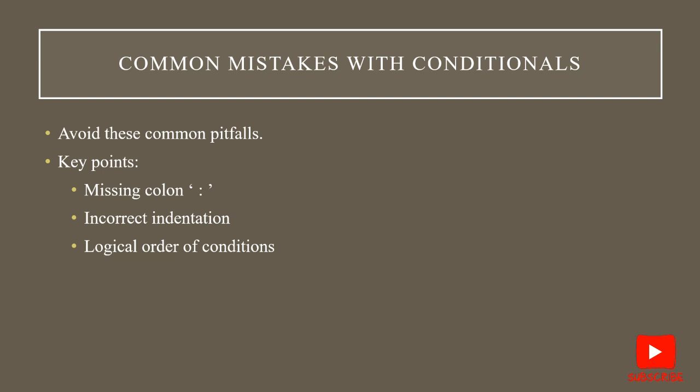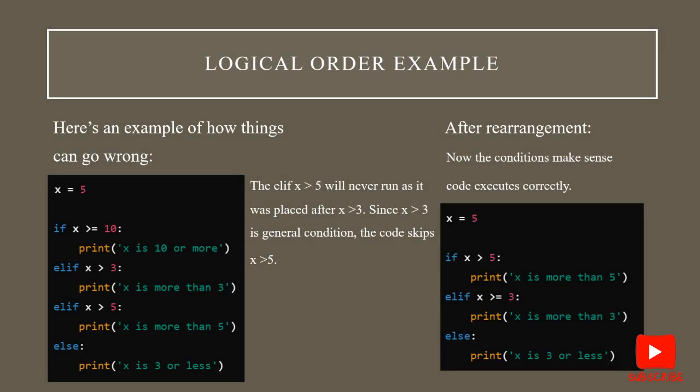And lastly, let's discuss the logical order of conditions in if, elif and else statements. When writing conditional statements, we need to ensure that the conditions are arranged from the most specific to the most general. Here is an example of how things can go wrong. Notice the line elif x > 5. This will never run because it's placed after x > 3.